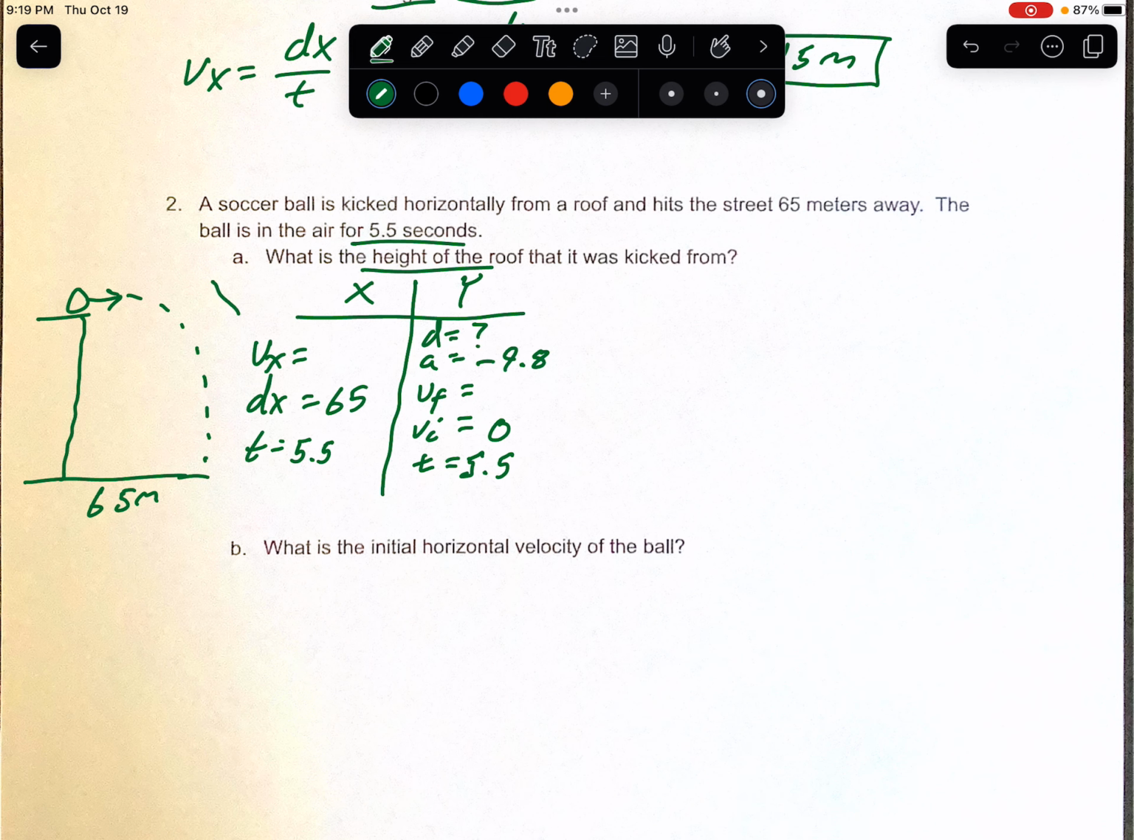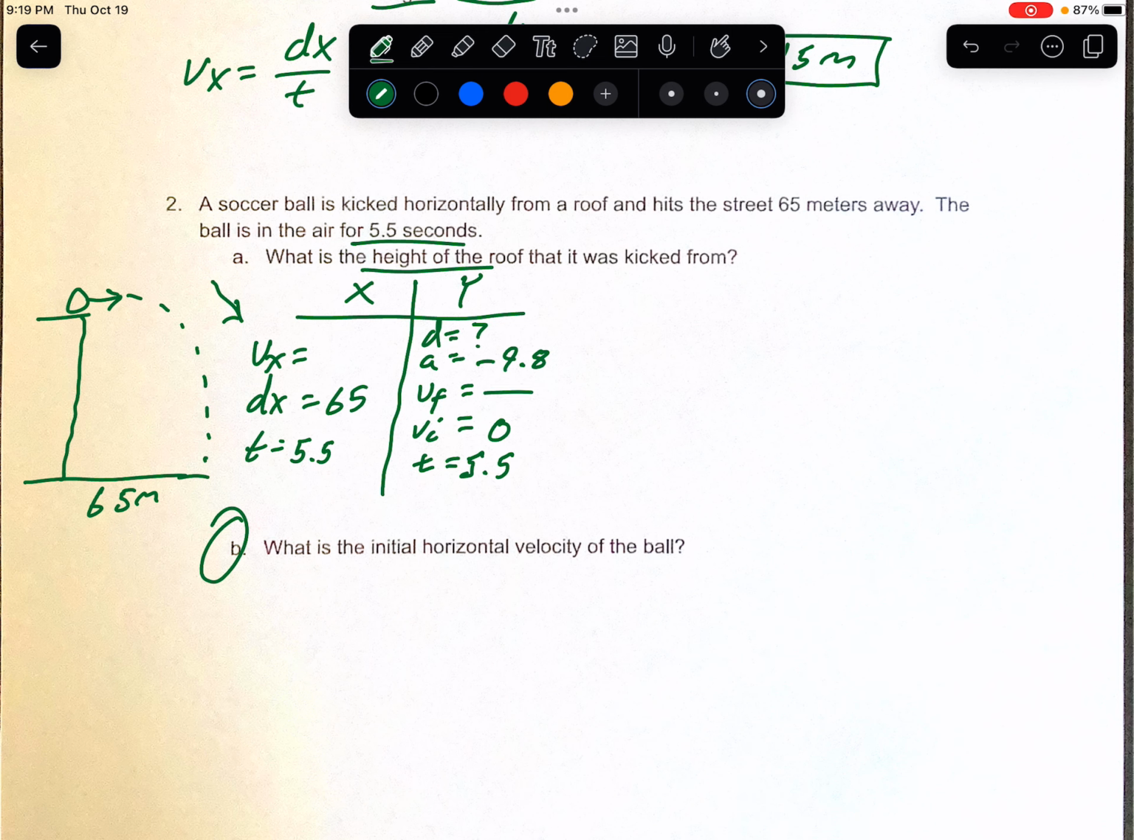I do know you have enough to solve over here for vx, and usually when you have that, more than likely we're going to ask for it at some point. Just be careful. You're looking for the height at this point, so don't jump to conclusions and start solving this side just because you have enough. That's actually going to be part B. I may not even ask for that. I may just be asking for the height of the roof, so be careful jumping to that conclusion.